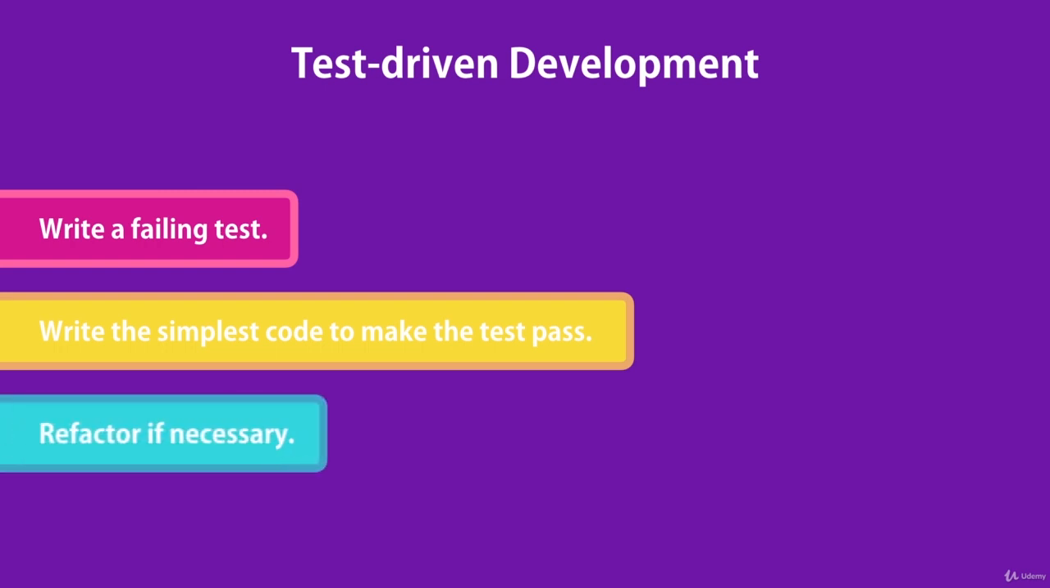Then refactor your code if necessary. These 3 steps are the foundation of TDD. You repeat these 3 steps over and over until you build a complete feature.